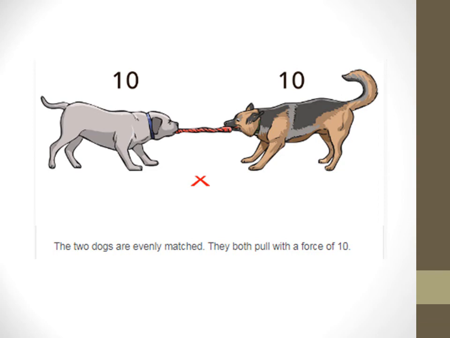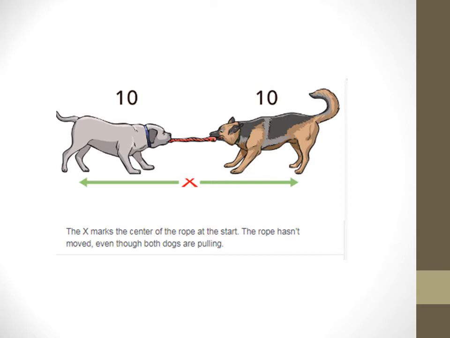Look at this picture. The two dogs are evenly matched. They both pull with a force of 10. In this picture, the X marks the center of the rope at the start. The rope hasn't moved, even though both dogs are pulling. What is the cause of the center of the rope not moving in the picture with two dogs? Yes, each dog is pulling with the same force. What is the effect of two dogs pulling with the same force? Very good. The forces are balanced and the center of the rope doesn't move.